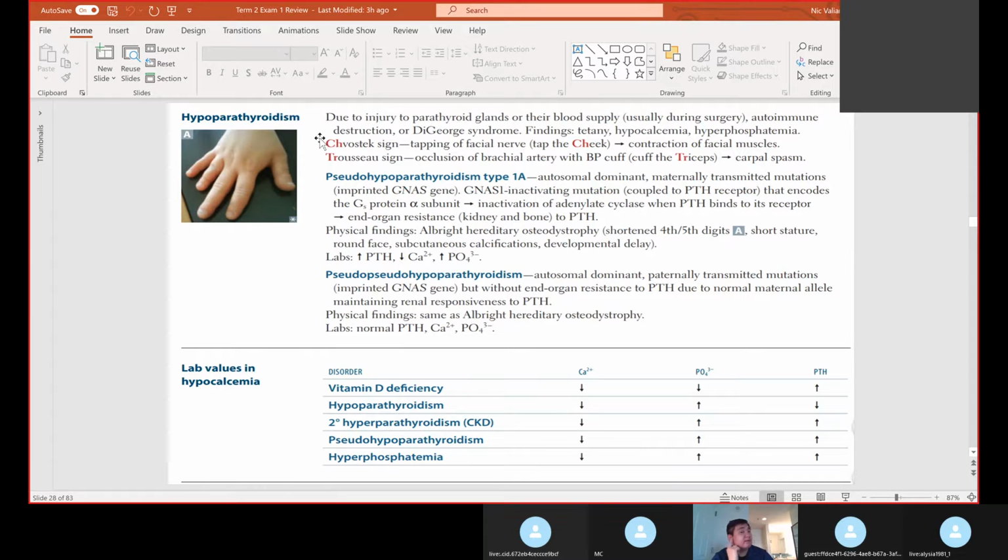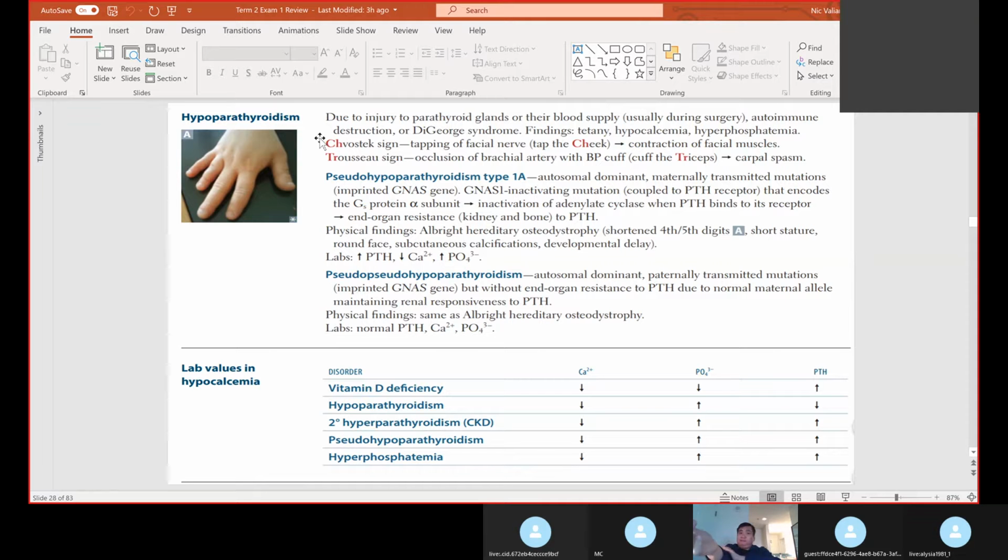Cranial nerve 7, Chvostek sign. So you tap it and you can see contraction. Next, Trousseau sign. How are we going to elicit the Trousseau sign? Inflate the BP cuff, and if you see carpopedal spasm like this.